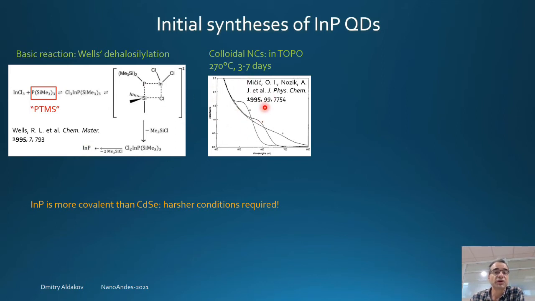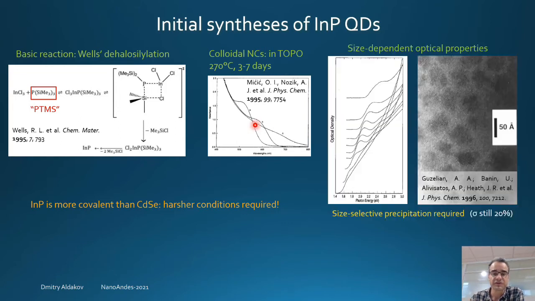Another way is to heat it to high temperatures, to 270, 300 degrees, but you need to heat a lot. You need to heat for 3 and up to 7 days to get large enough nanocrystals.